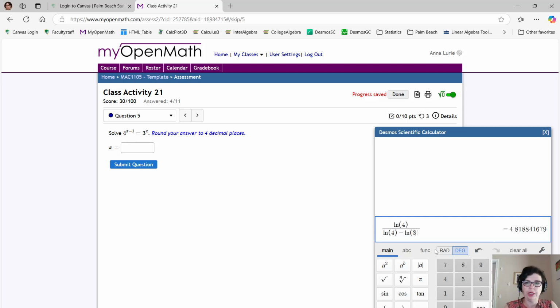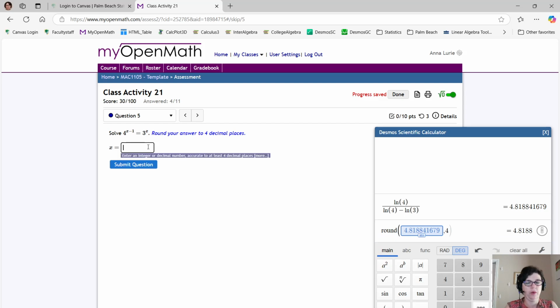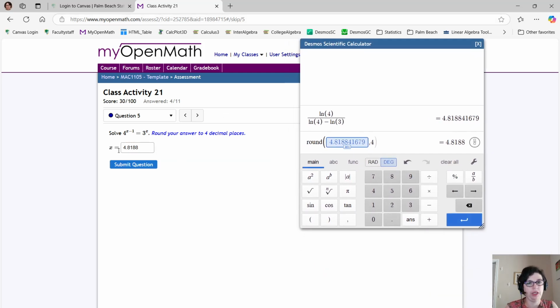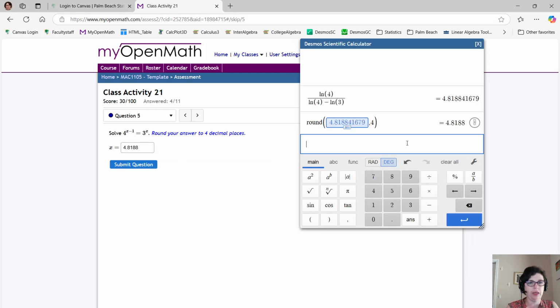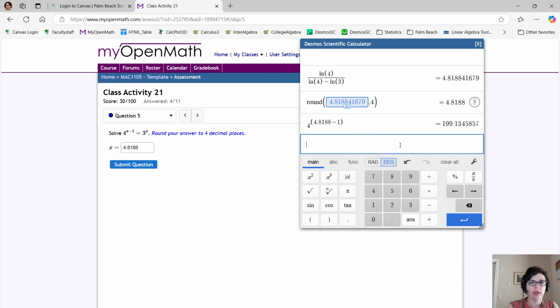All right, this requires 4 decimal places, so let's round the answer to 4 decimal places. Before I submit anything, I do want to check to see if this is really the right answer. So I will plug that into both sides. I'm going to put 4 to the power of whatever that x is, minus 1. So that's one side, and the other one is going to be 3 to the power of that x.